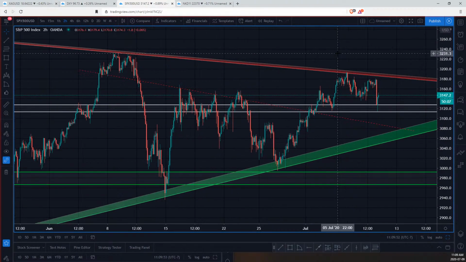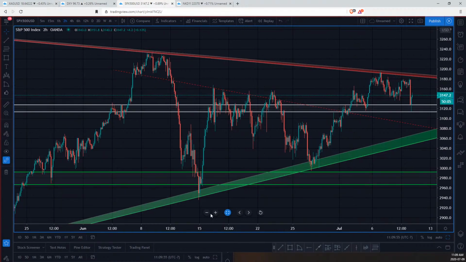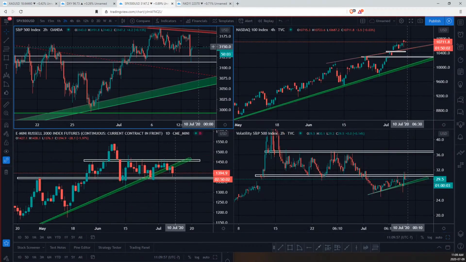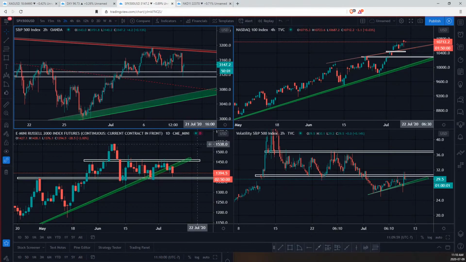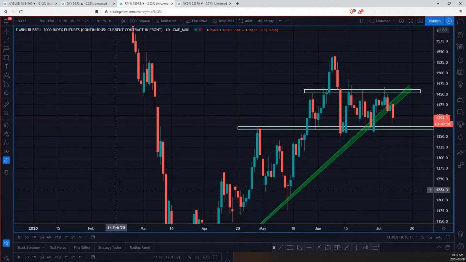Okay, let's look at some assets to understand the overall risk sentiment, not just looking at the S&P 500, because that's only one of our charts that we're looking at. All right, Russell 2000.